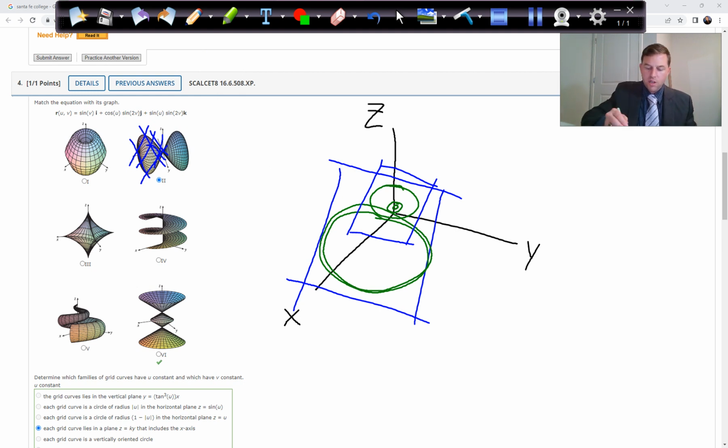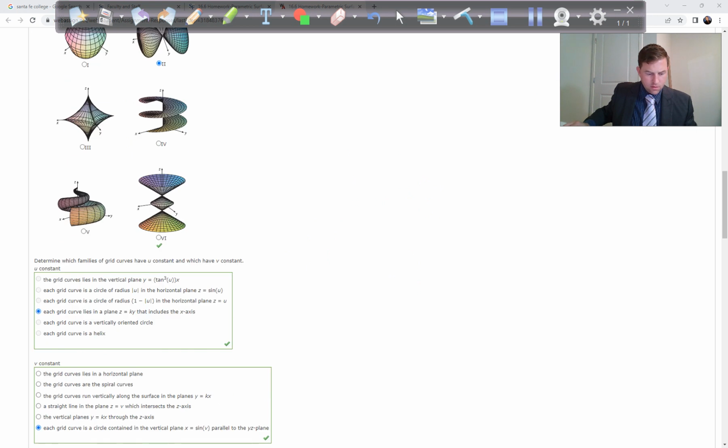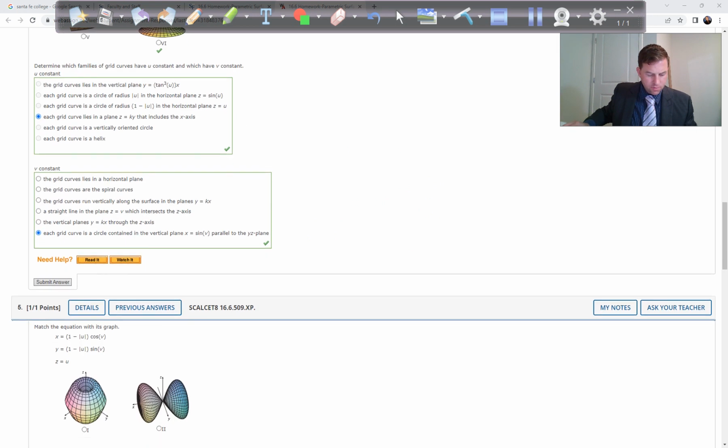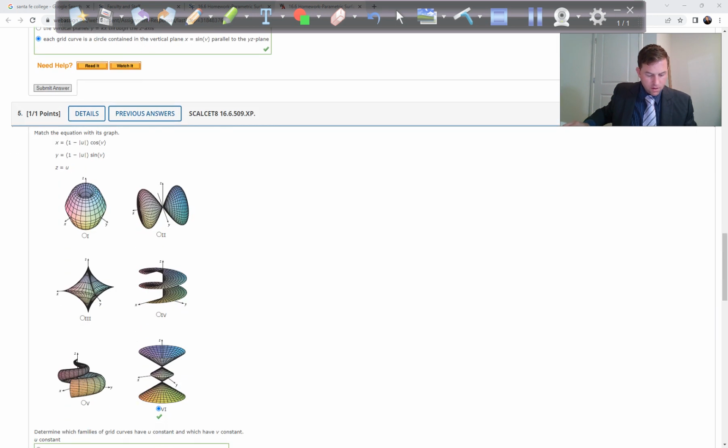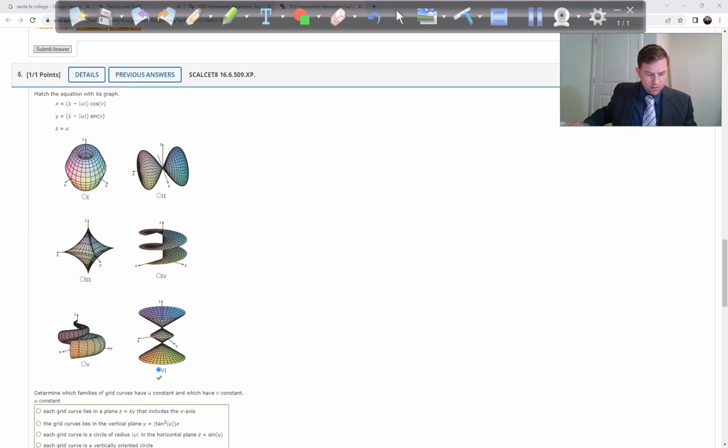Okay, so that would be what we get for the grid lines if v is a constant. And that is problem 4. Okay, problem 5 is very similar.